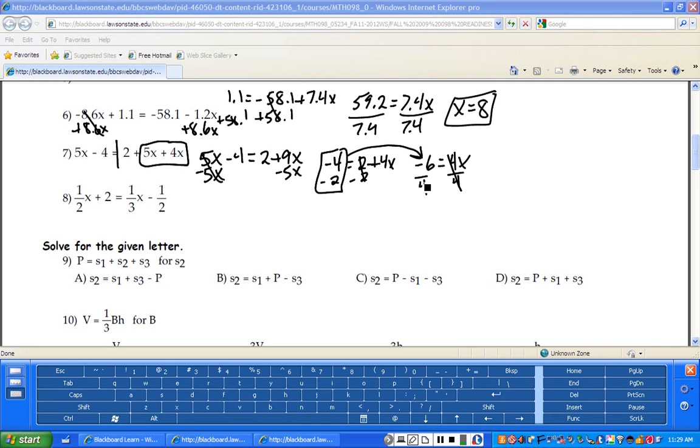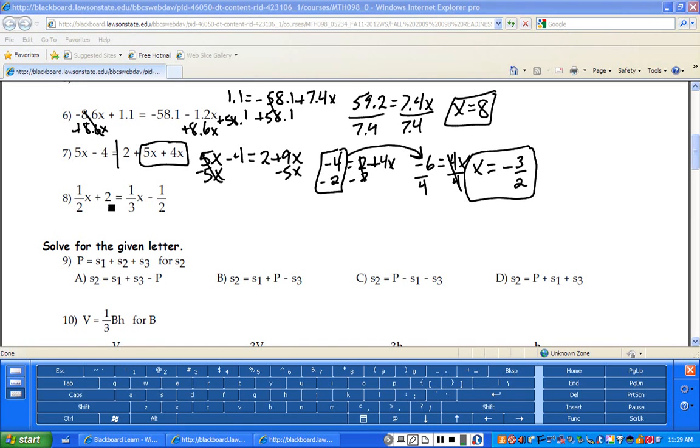X equals negative 6 over 4, which is the same as saying x equals negative 3 over 2, because 2 goes into 4 2 times, 2 goes into 6 3 times. Again, you always have to reduce. So there's that answer.